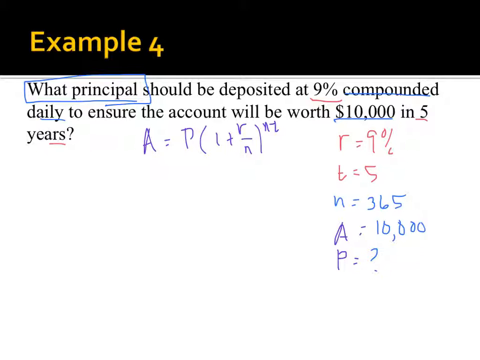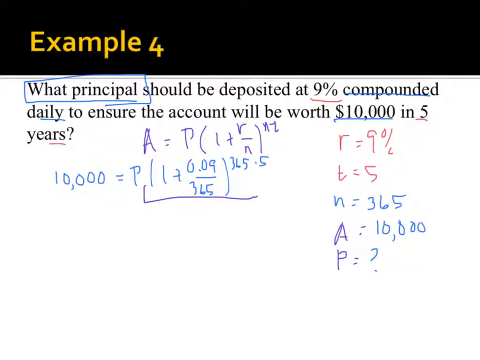So A is 10,000. P is what I don't know. The rate is 0.09. The N is 365. And then I have to multiply 365 times 5 up here. And so after I work, so the right-hand side, this expression that I'm underlining, this is the expression that I can plug into my calculator right now, and I actually would. And so I get 10,000 equals P. And again, I don't round off until the very, very end, so I put 1.568225193.